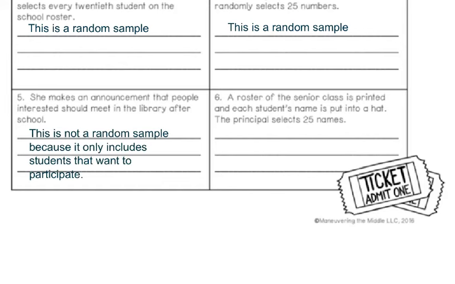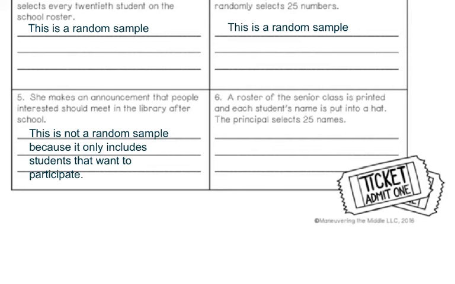Finally, our last scenario says, a roster of the senior class is printed and each student's name is put into a hat. The principal selects 25 names. Is this a random sample? Pause to think about your answer. Press play when you're ready to check.